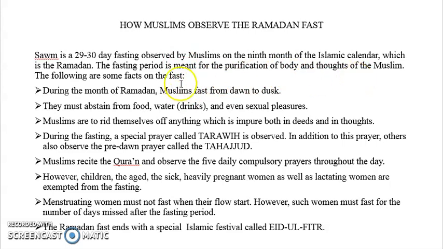So first, during the month of Ramadan, Muslims fast from dawn to dusk. So they wake up around 3:30, they take in some light food, then before 5, they begin the fasting. So they fast from dawn to dusk, that is the evening.